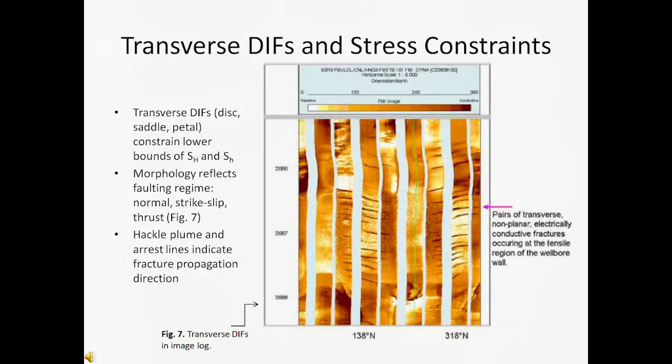Transverse fractures, including disc, pedal, and saddle types, form perpendicular to the core axis and are critical in stress modeling. Figure 7 shows how they appear in image logs. By analyzing the shapes and spacing of these fractures, we can constrain the SH and Sh values and infer the tectonic regime. For instance, curved pedals are indicative of high SH/Sh anisotropy, while symmetrical disc fractures reflect isotropic conditions. These features help classify the stress regime as normal, strike slip, or thrust faulting.